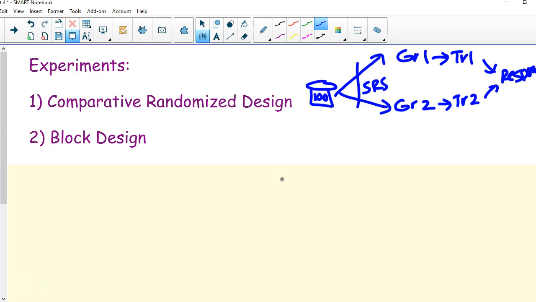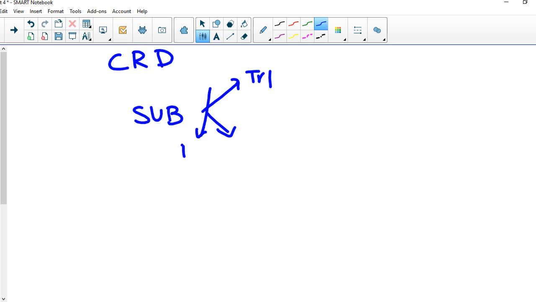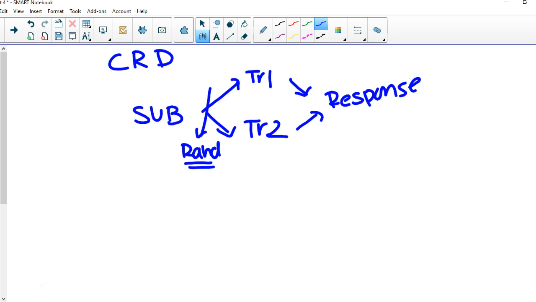What is a block design, and what is the reason for it? Let me go to a new page for that. There's a good reason for the block design, and the main reason is when I look at a comparative randomized design, I have my subjects. They go to their groups. They get their treatments randomly. Don't forget about randomly. That's really important. They get treatment 2. We look at the response. This X and this Y, okay?